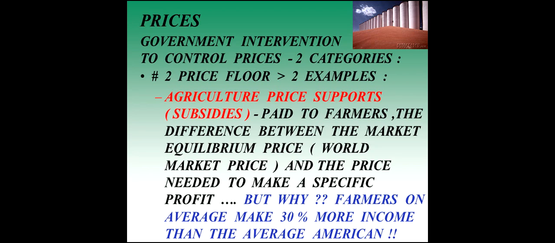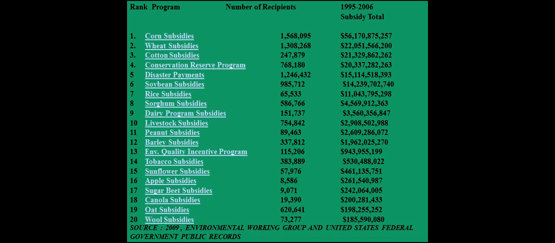The first question that comes up about these is why. Farmers on average make 30% more income than the average American. Why might they need price supports? Here's a simple list of subsidies that are paid to farmers. This list certainly does not include all the subsidies that are paid, but it'll give you a pretty good idea as to what types of things subsidies are paid on.